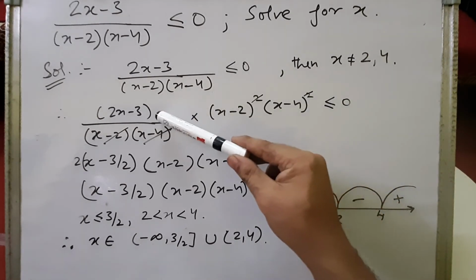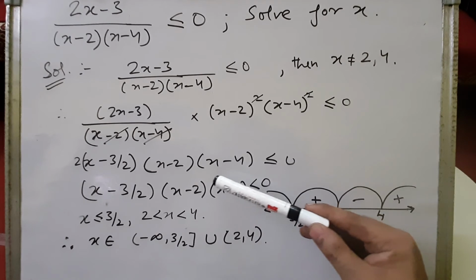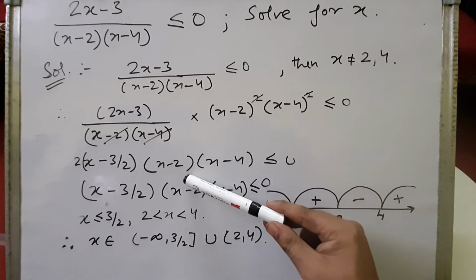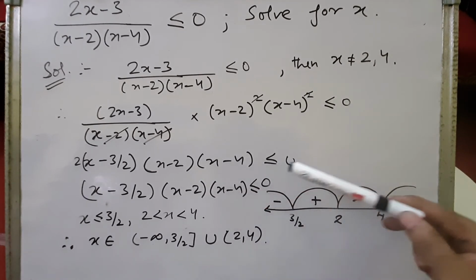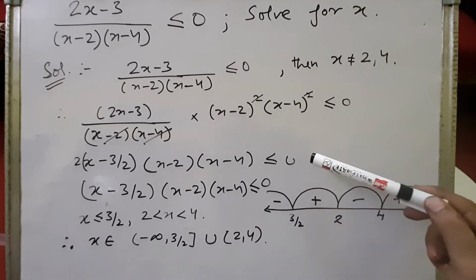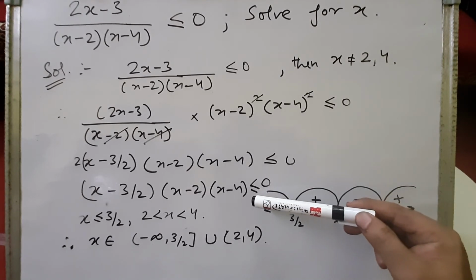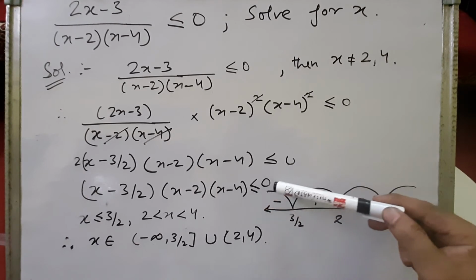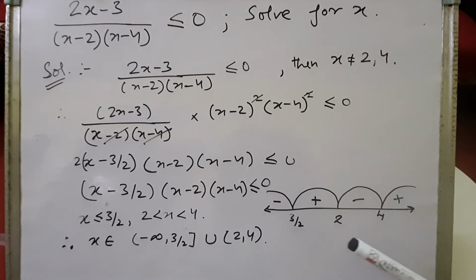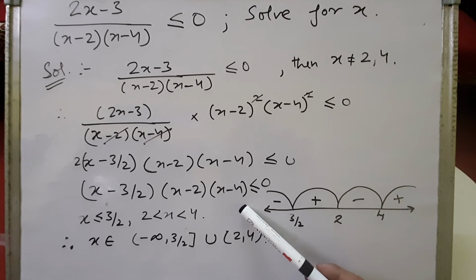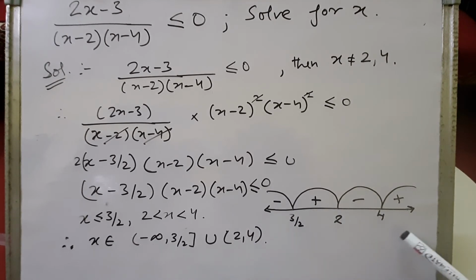When we take 2 common from the first bracket, what we'll get is 2 times (x minus 3/2)(x minus 2)(x minus 4) less than or equal to 0. Cross multiplying the 2, we get the inequality (x minus 3/2)(x minus 2)(x minus 4) less than or equal to 0. Now you can see that all the terms are written in ascending order: 3/2 is minimum, then 2 and then 4. So when we write this on the real number line, 3/2 will come first, then 2, then 4. And we know that x cannot be equal to 2 or 4.